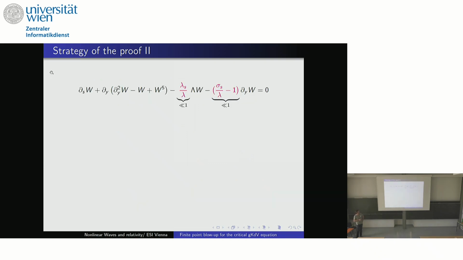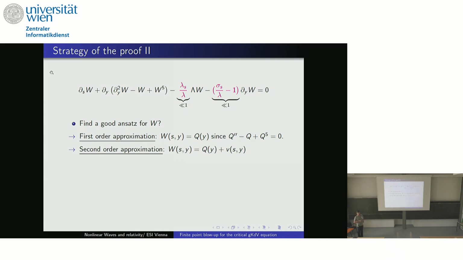So I can rewrite the equation here. And somehow, if you look for a good ansatz, of course, you're in the L2 critical case. So the first order approximation that you want to take is the solitary wave, because it doesn't depend on s, and this is the equation of the solitary wave. So you have to start with this. But then it is not enough. If you just have this ansatz, you will not be able to close the estimate. So you want to refine your ansatz, and this is the difficult part.